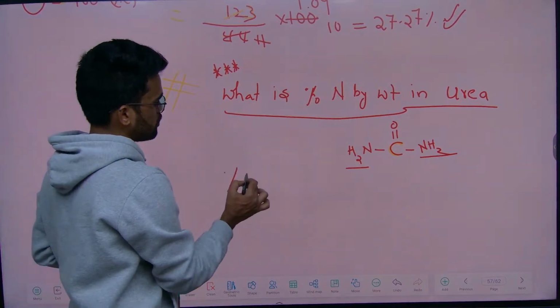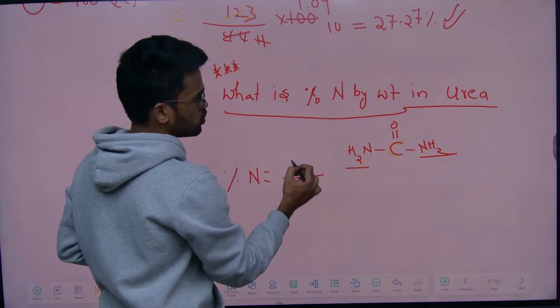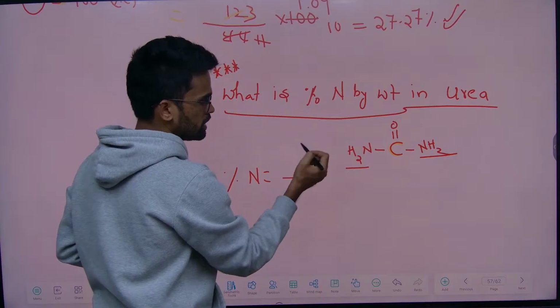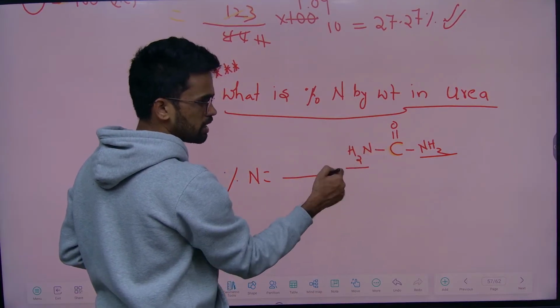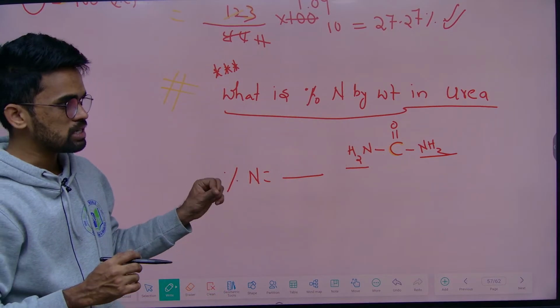So percentage of nitrogen I am asking now. So how many nitrogen atoms are there? 2. So 2 into atomic weight of nitrogen, that is 14. So 2 into 14, 28, by total mass will be 60. So take that 60 in the denominator into 100. So simplify that, you will get your answer. Please let me know what is your answer in the comment box.